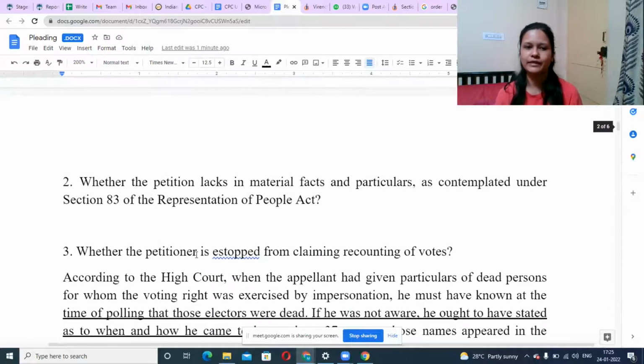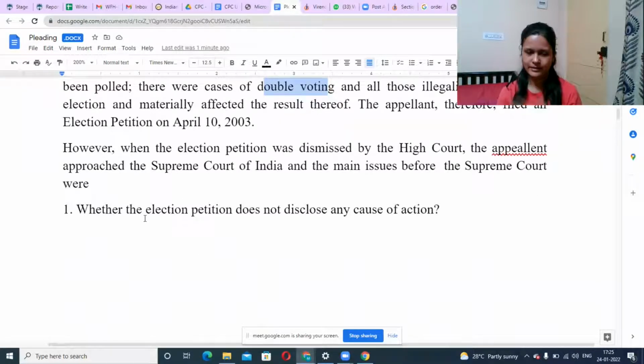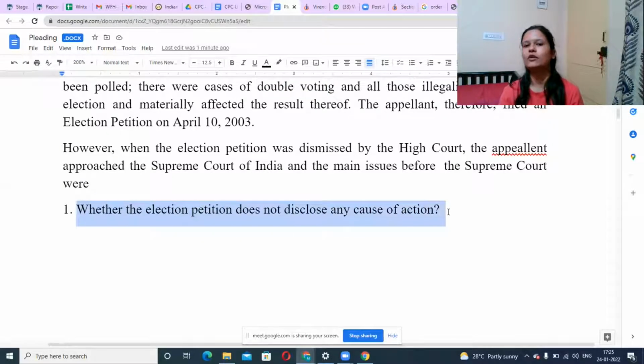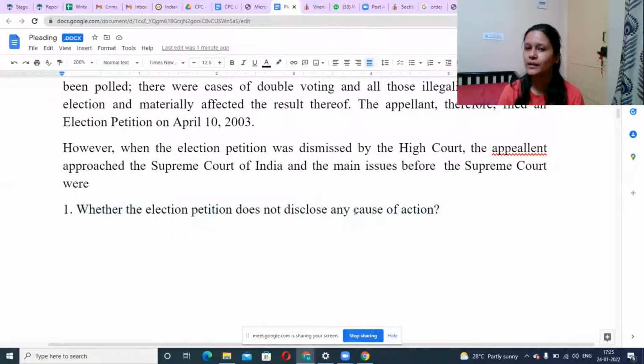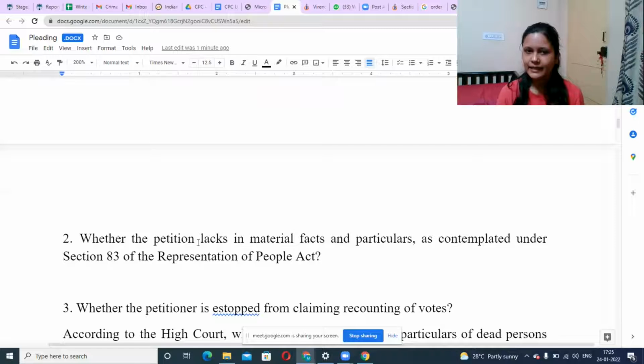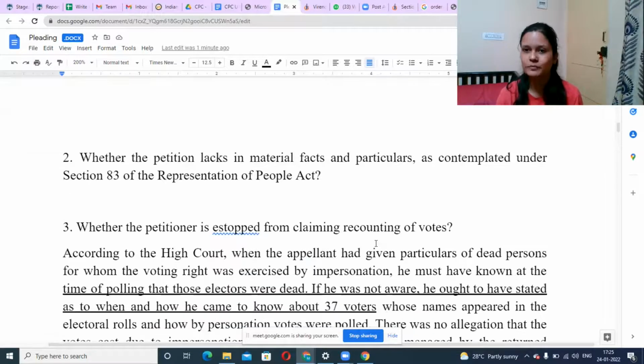And before the Supreme Court, there were these major questions that they had to decide. First of all, whether the election petition does not disclose any cause of action. Is it true that the pleading which is being submitted actually does not disclose the cause of action? Like, what is the main problem? Why has this person filed the case? Is it because he lost the election, or is it because there were some irregularities, or what was it? Is it really that in the pleading the cause of action was not very clear? Secondly, whether the petition lacks material facts and particulars, whether we need those material facts or not, and whether those were mentioned or not, that also the Supreme Court had to see.